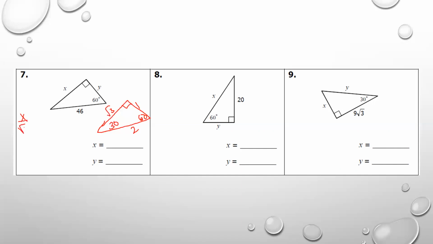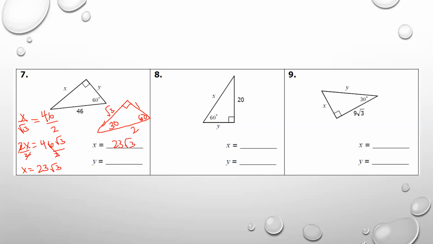X corresponds to root 3 and 46 corresponds to 2. Cross multiply, 2x equals 46 root 3. I need x by itself, so I'm going to divide both sides by 2. And 46 is actually divisible by 2. 46 divided by 2 is 23. So my final answer is 23 root 3. Well, that's for x at least.